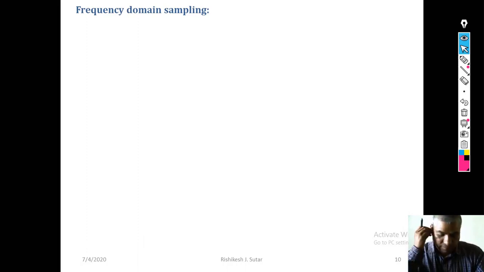Welcome to session 2 of Unit 2 in Digital Signal Processing. In this session, we'll try to understand frequency domain sampling and reconstruction of discrete time signal.